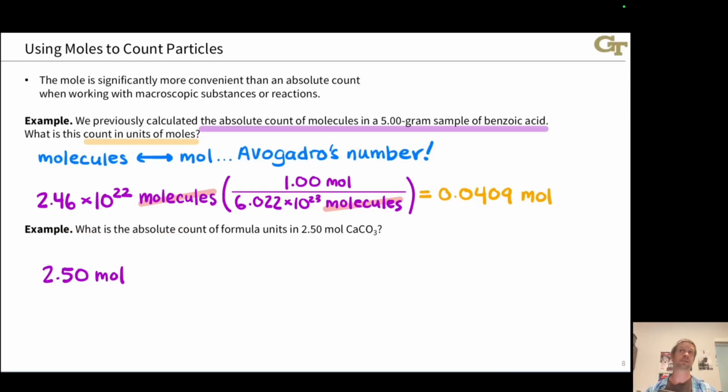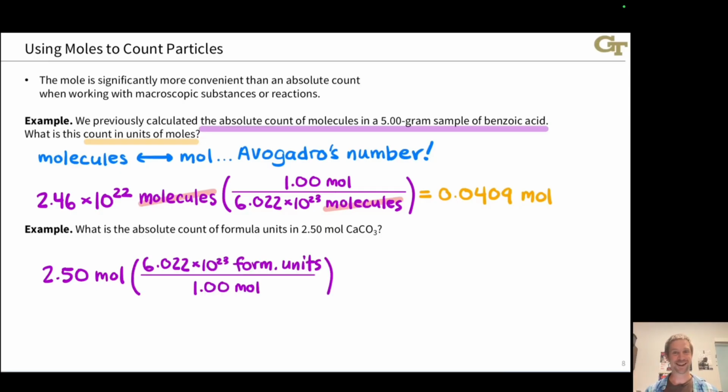We can also use Avogadro's number to go the other direction. If we know the number of moles of a substance that we're dealing with, we can find the corresponding absolute count of molecules, formula units, ions, atoms, what have you. So for example, we've got 2.5 moles of CaCO3. This refers to the formula unit CaCO3, so 2.5 moles of CaCO3 formula units, right? Visualize that in your mind. That's calcium cations, carbonate anions. We've got 2.5 moles of that formula unit.